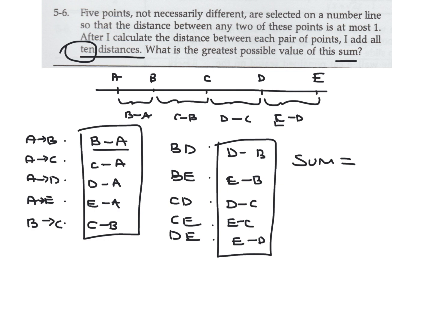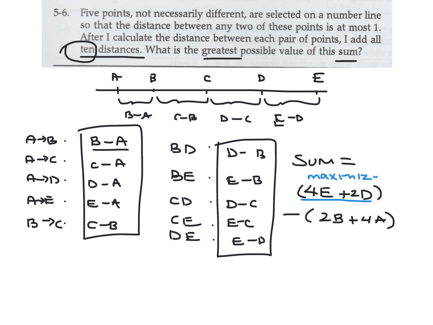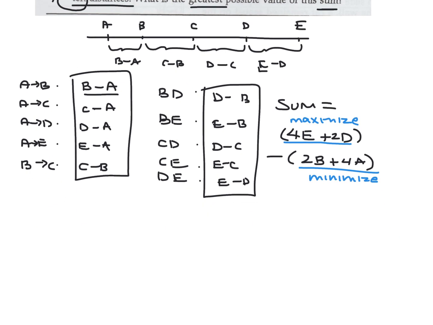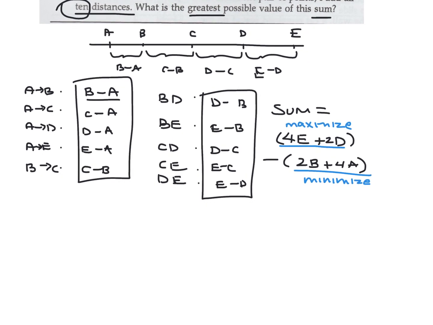It is going to be 4E plus 2D minus 2B minus 4A. Okay? When you add up all the letters. Now they want the greatest. So if you want the greatest possible, you're going to have to maximize this and minimize this. Minimize. Okay? So let's see how are we going to do that? How are we going to maximize and minimize?